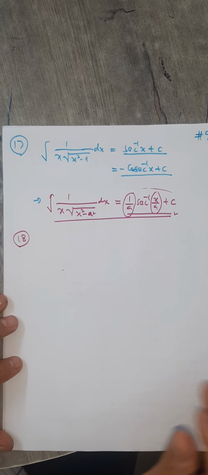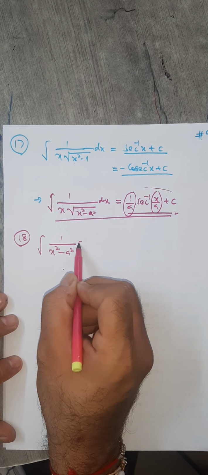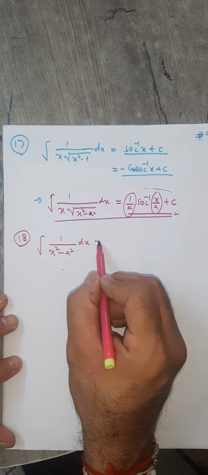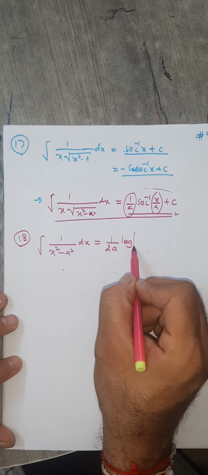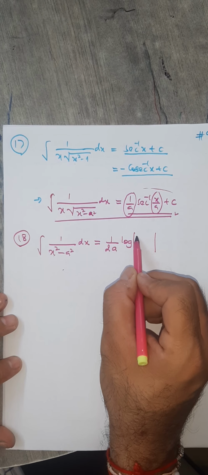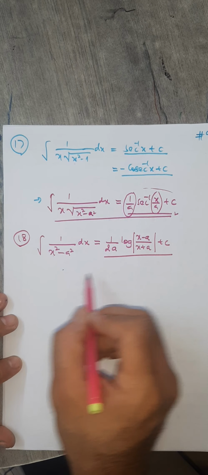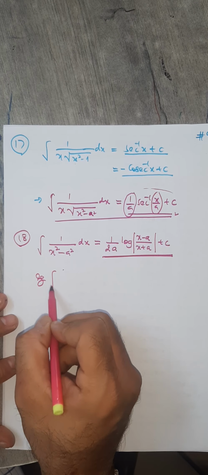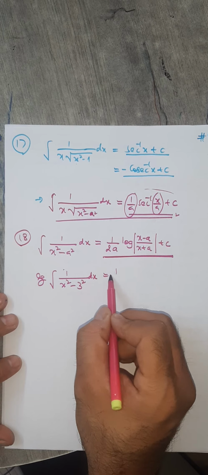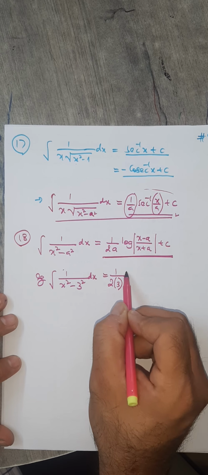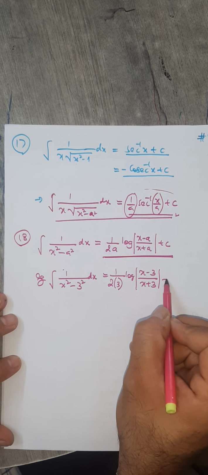We have some more formulas. Integral of 1 upon x square minus a square, which is, I'm writing without proof, 1 upon 2a log of always mod here. It has two factors, x minus a factor, x plus a factor, plus c. For example, if I have x square minus 3 square, so 1 upon 2a, a is 3 here, into 3 log of mod of x minus 3 upon x plus 3 plus c. This is the answer.